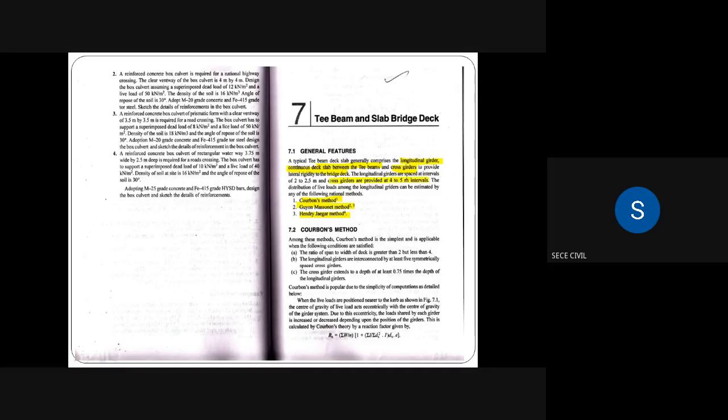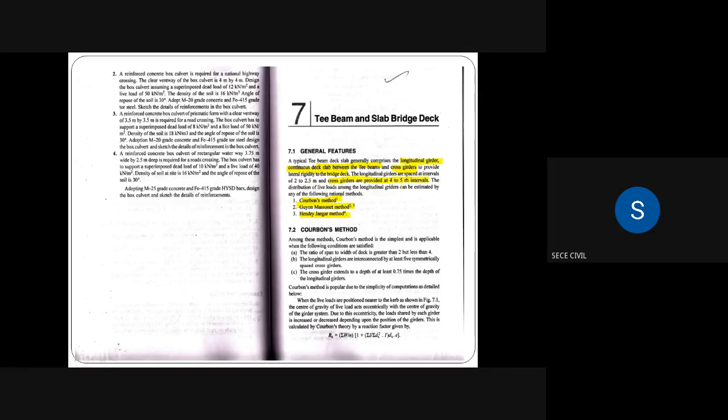Cross girders are at 4 to 5 meter intervals, and longitudinal girders are spaced at 2 to 2.5 meter intervals. We already started to design the problem. We kept 2.5 meter intervals, so longitudinal girders are spaced at 2.5 meters. We kept 2.5, and for cross girders, we used 4 meter intervals.